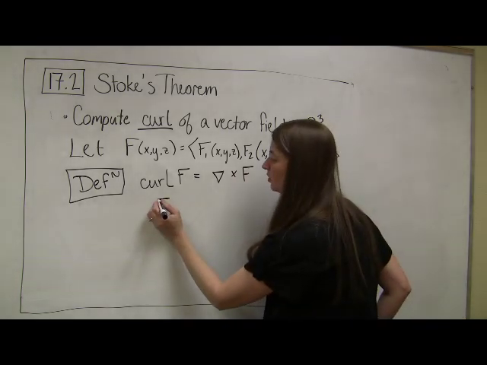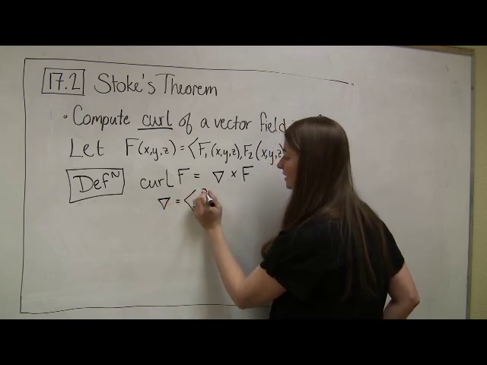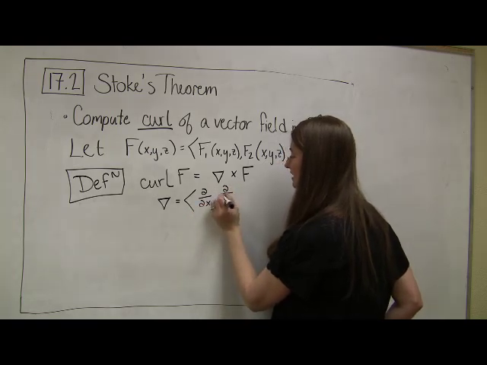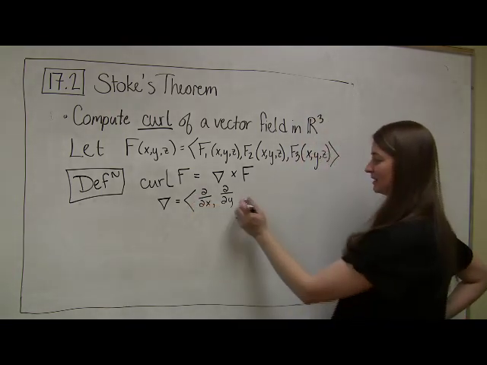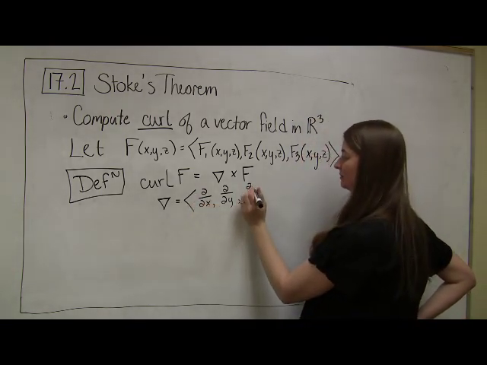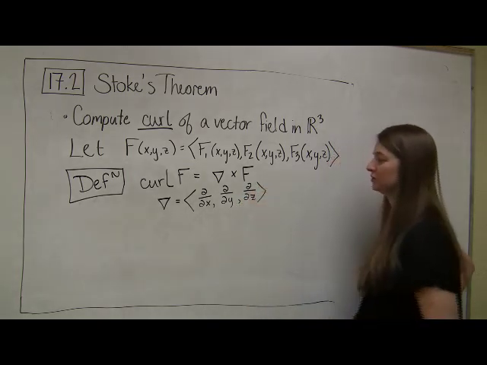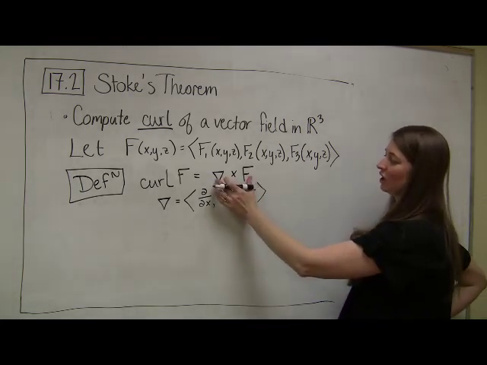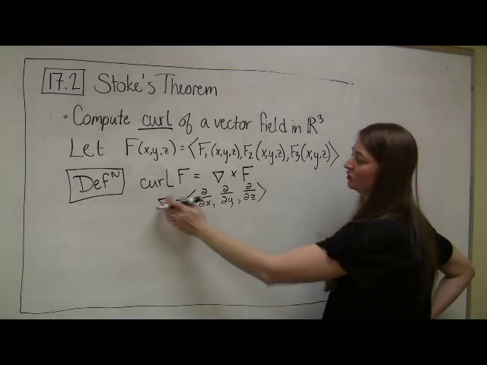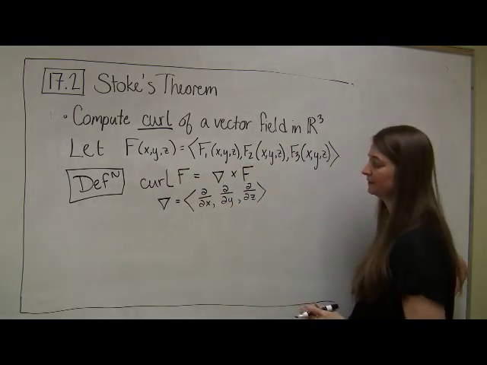So let me explain a little bit more about what I mean by this. Here, we're thinking of our gradient operator as a vector given by partial derivatives. So the first component of this is my partial derivative with respect to x. My second component is my partial derivative with respect to y. And the third component is the partial derivative with respect to z.